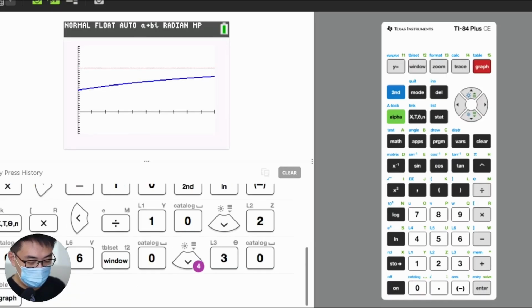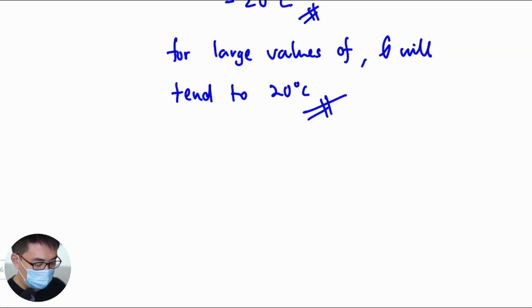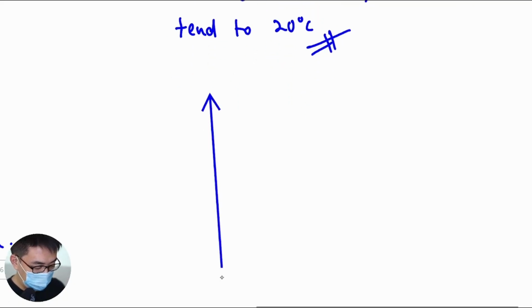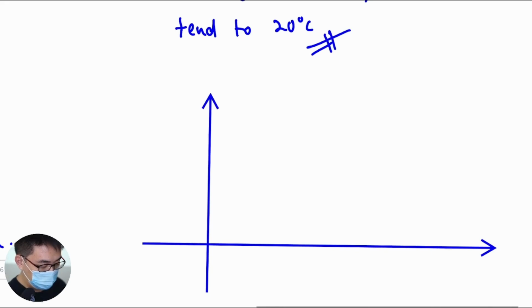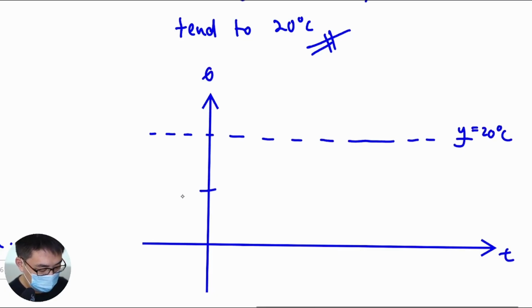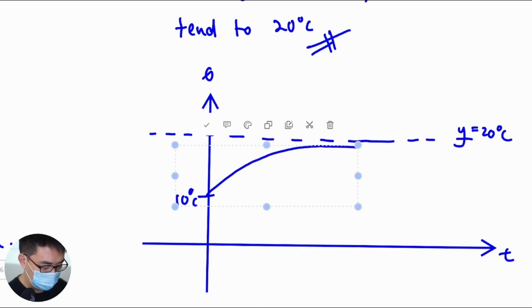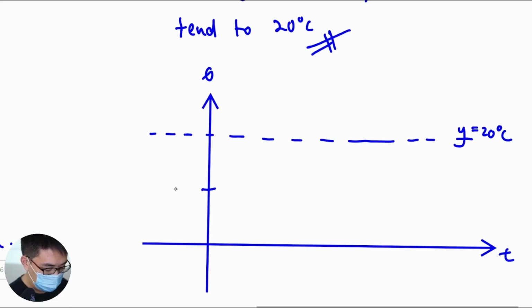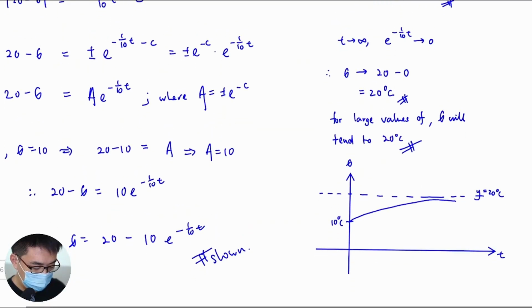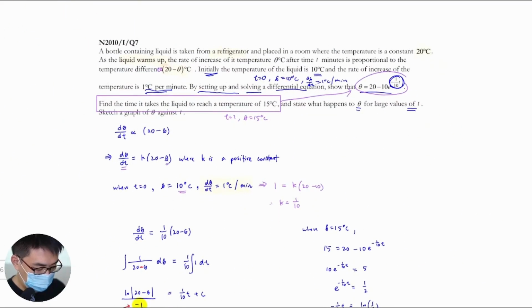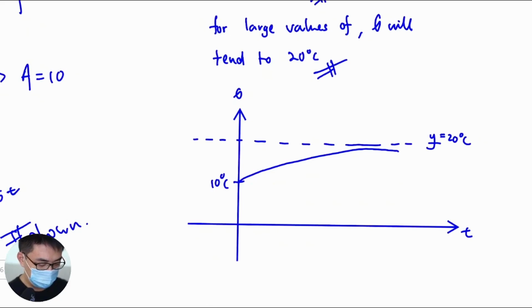Okay, it's like that. I've repeated this many times, so just to recap, remember to put your horizontal asymptote, y equals 20. So this is theta, this is t, 10 degrees. Like that. Sketch the graph nicely.